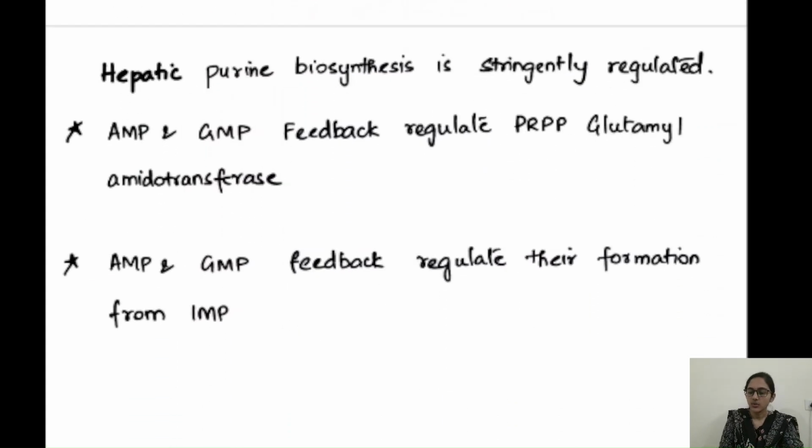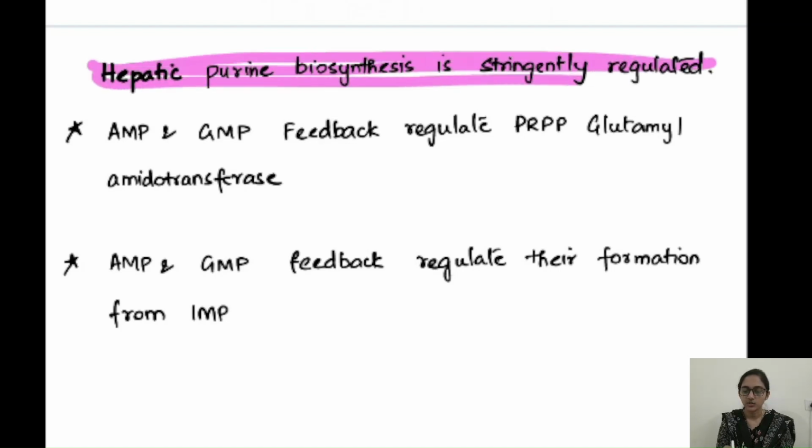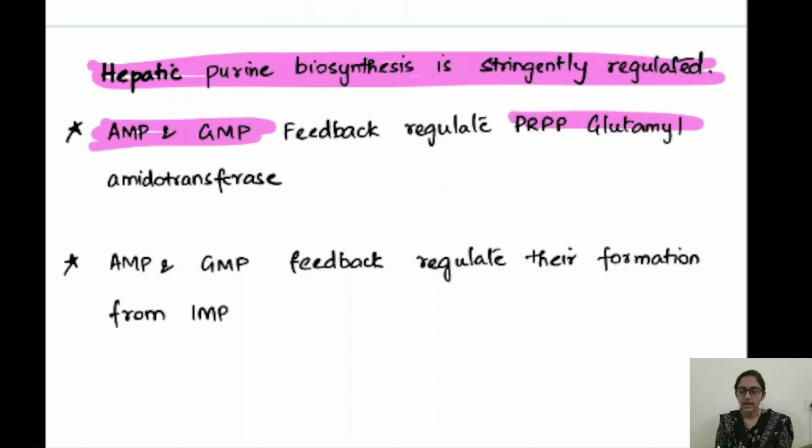So now, how is it regulated? Regulation is very important. From now on, maybe the steps of purine synthesis are not that important for your exams, but from now on, it is going to be very important for your exams. How is purine synthesis regulated? Hepatic purine biosynthesis is going to be stringently regulated. Now AMP and GMP will feedback regulate PRPP glutamyl amidotransferase. I'm again repeating it.